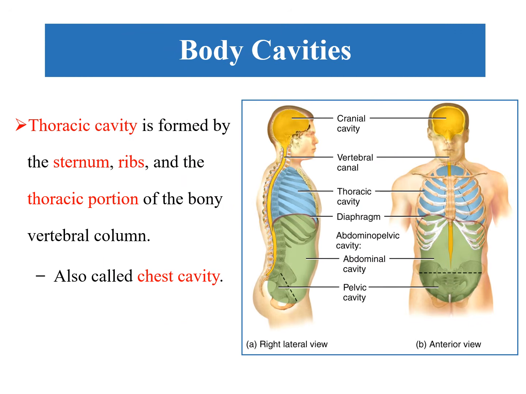Now the two important cavities that we have in the ventral cavity. The ventral cavity, if you remember, is the cavity that is in front of the body. It is divided into the thoracic cavity as well as the abdominopelvic cavity.